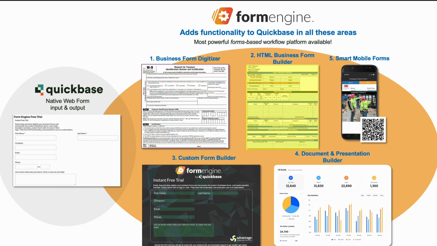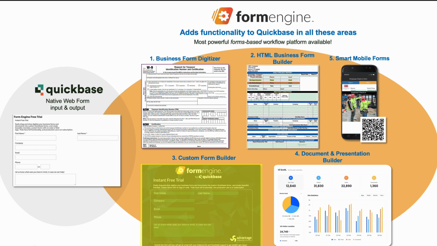Number 2, the Business Form Builder is a no-code HTML builder to let you build dynamic-sized business forms you need from blank canvas by importing or copying and pasting from Word documents or other content. The number 3, Custom Form Builder, lets you build beautiful, branded, custom QuickBase forms in minutes with no code. The only way to create forms like this now is by writing custom code or using third-party products and trying to integrate them with QuickBase.